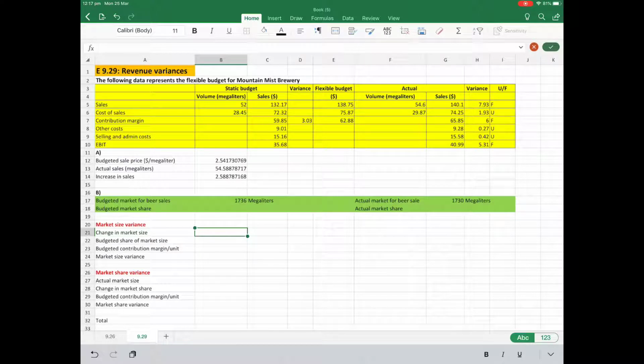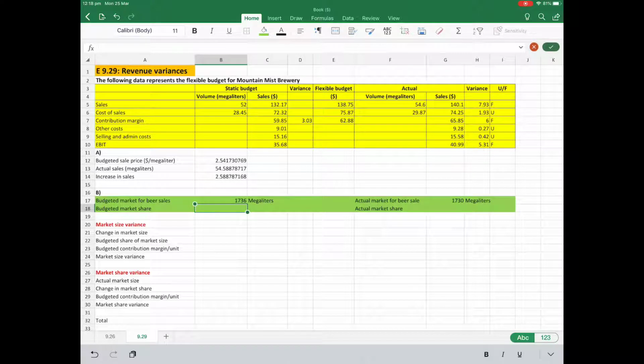Now, the first one is the change in the market size variance. If you look at this green box, you see that they estimated the budgeted market for beer sales is this, and then the actual market for beer sales is this. So if you look at that, you see that the market has not been as good as we predicted. And if you wonder where they get this information, they have industry reports and consumer reports and anything like that in the database. If you go to the library and click on the database for consumer reports or the sales forecast, they will have that data for the whole market.